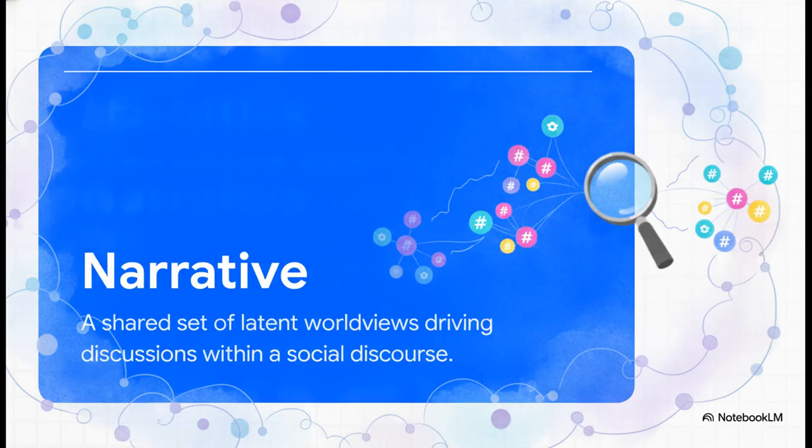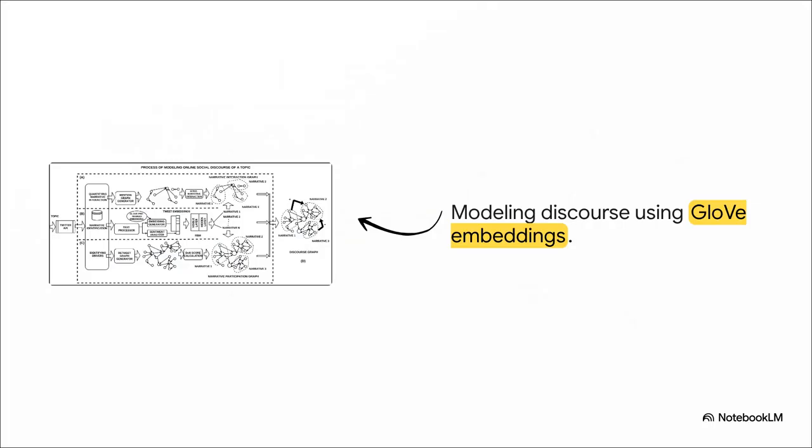So what exactly do we mean by a narrative here? Well, it's not just a trending hashtag. It is a shared, underlying set of worldviews or beliefs that organically unites a visible cluster of opinions. The algorithm basically churns through millions of posts, and it clusters individual opinions that share the same underlying meaning into these incredibly cohesive narrative camps. It literally makes the invisible visible.